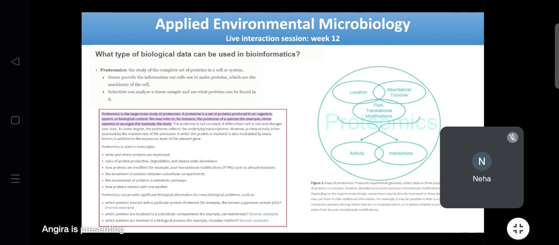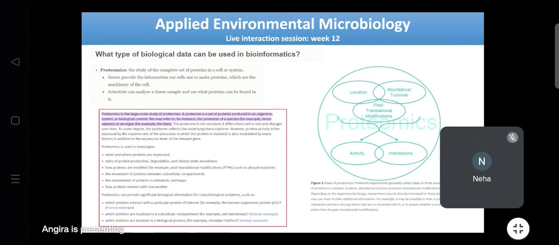For example, if the protein is going through any post-translational modifications, such as phosphorylation. It also gives us an idea of the movement of the proteins between subcellular compartments and the involvement of the protein in different metabolic pathways. Further, it also helps us to know if the proteins have interacted with one another. Therefore, proteomics can give us a significant amount of information on any kind of biological problems that are occurring because of the presence of certain changes inside the protein.